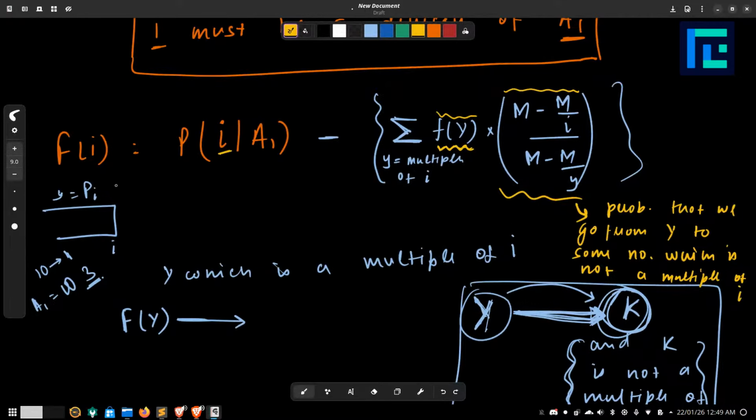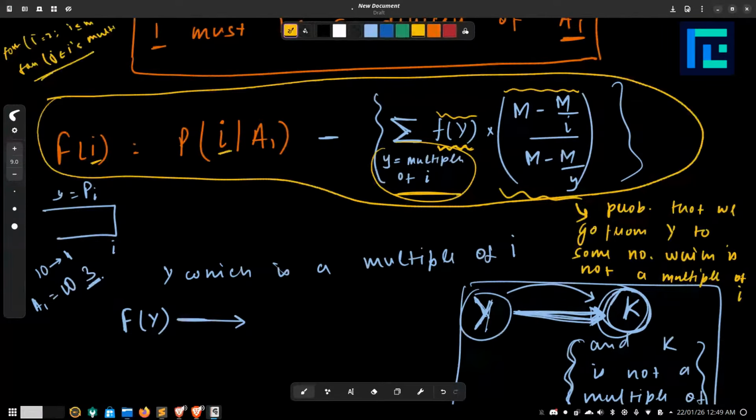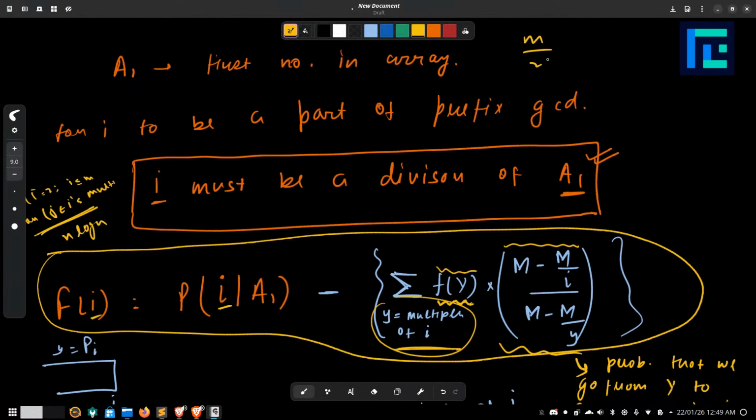Obviously we can see that this becomes a DP, since f of i only depends on numbers greater than i, because y is a multiple of i. So we can write a simple DP over this. For each i from 2 till m, we run a for loop on its multiples. The complexity would be m log m, because it would run m by 2 plus m by 3 plus m by 4 and so on times, so m times (1 by 2 plus 1 by 3 and so on).